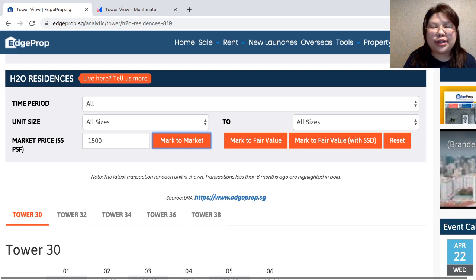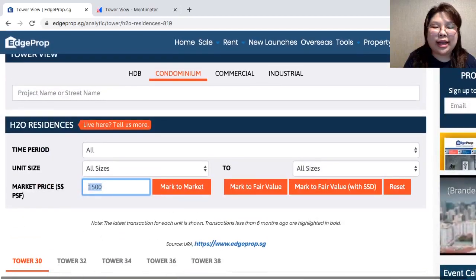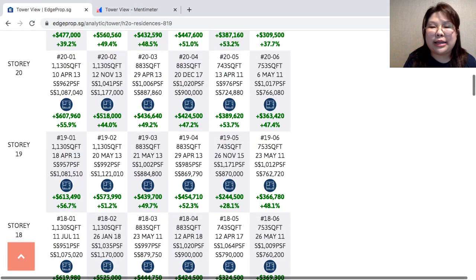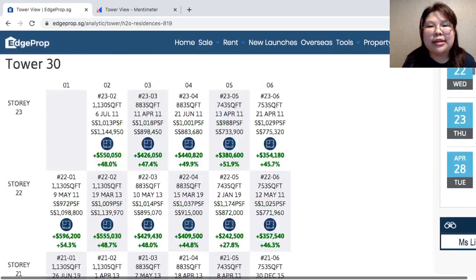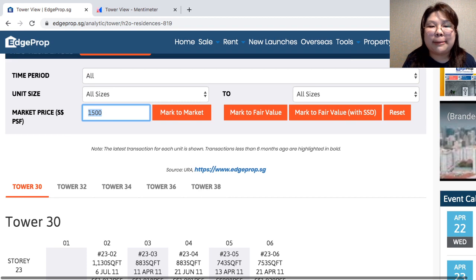Now take note, if you do use this function mark to market, very important: is it possible that the whole project is 1,500, every single floor, different size, all 1,500? No. So you should have a certain floor or certain size in mind before you key in this amount here. If you're looking at the whole project, it will not make sense. So you should have a certain floor and a certain size in mind before you put in this per square foot for mark to market.